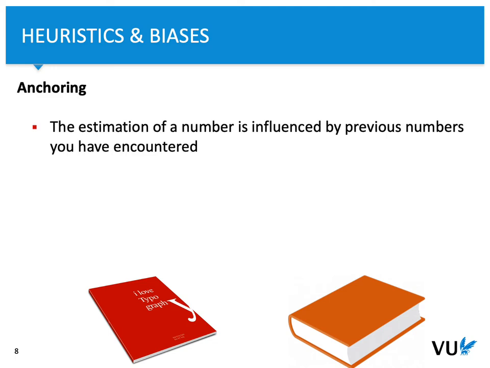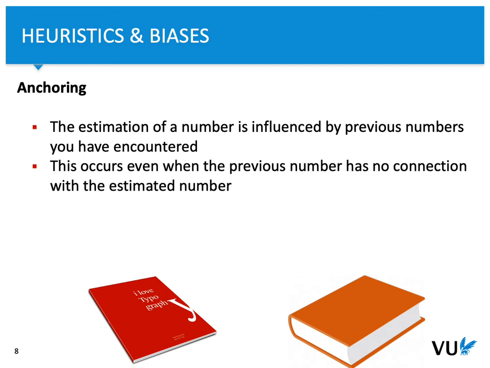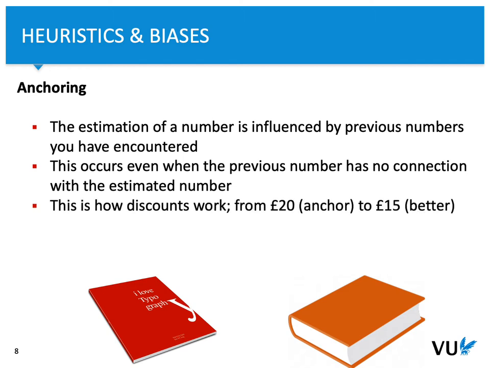The estimation of a number is influenced by previous numbers you have encountered. It means that anchoring is an effect where one estimation primes and influences another estimation. It occurs even if the previous number has no connection with the estimated number. One of the basic examples is this one. Let's say that you see a book and the previous price was £20. That's an anchor. So if the discount means the price is now £15, then it's good. The difference is £5. That's really good.